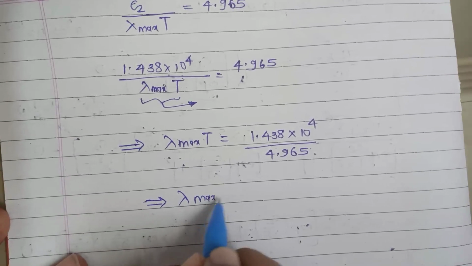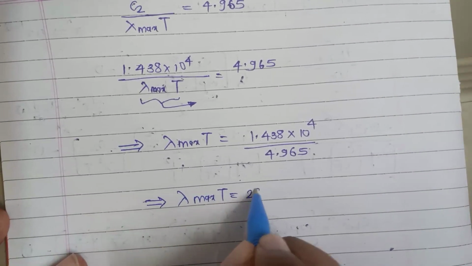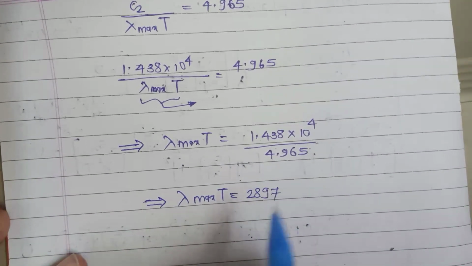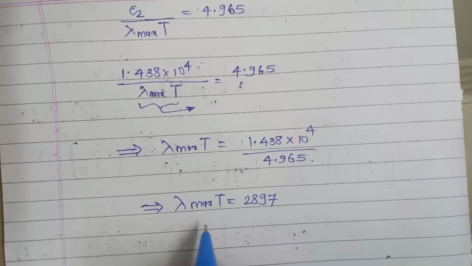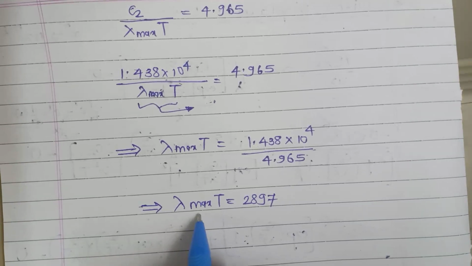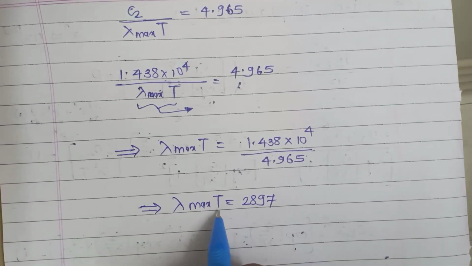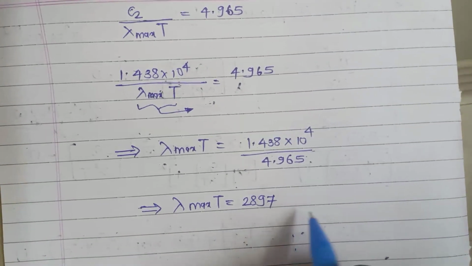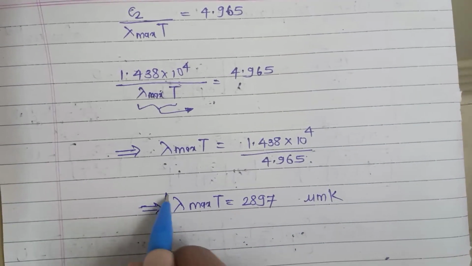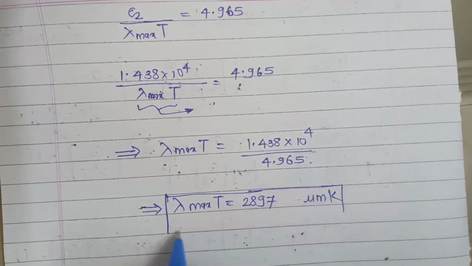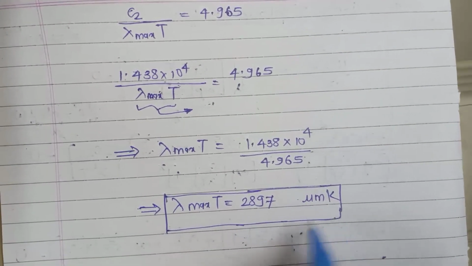So ultimately the conclusion is lambda max multiplied by T is equal to 2897. Now what will be the unit of this quantity 2897? Unit of lambda max is a micron or a micrometer, and unit of temperature will be Kelvin, so that will be micrometer Kelvin. So this will be your mathematical deduction of Wien's displacement law.